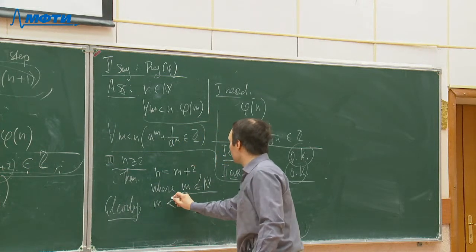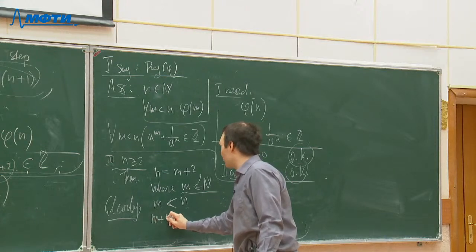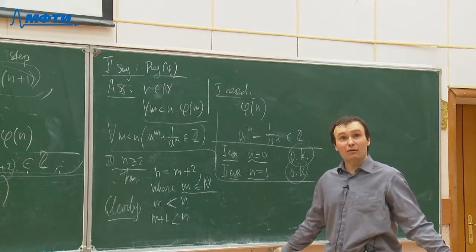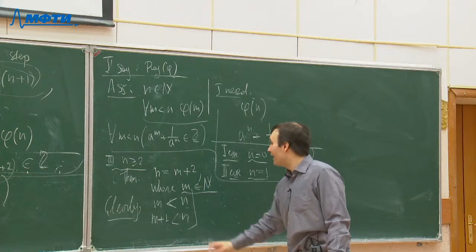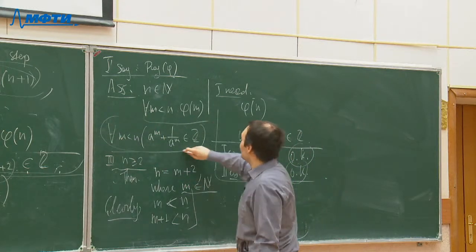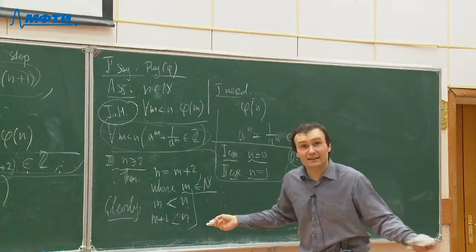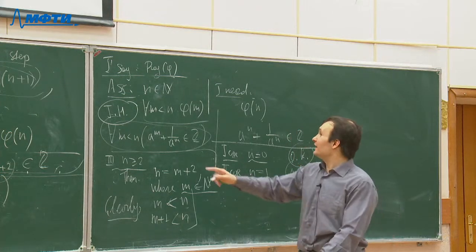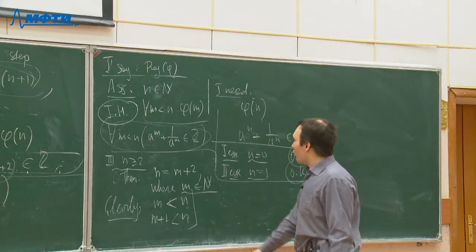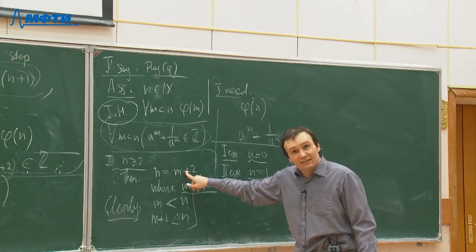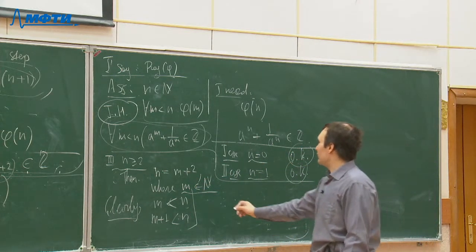Clearly, m is less than n, and m plus 1 is less than n. Is it clear that m is less than m plus 2? But by this statement, which could be naturally called the inductive hypothesis, every lesser number satisfies our property. So m and m plus 1 are less than n. So they do satisfy.